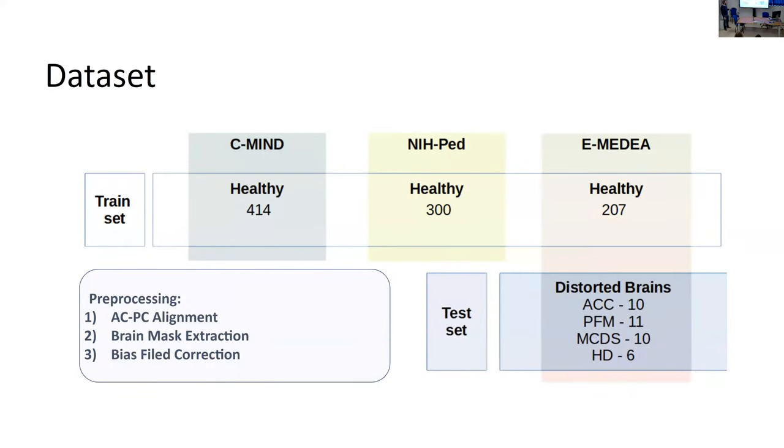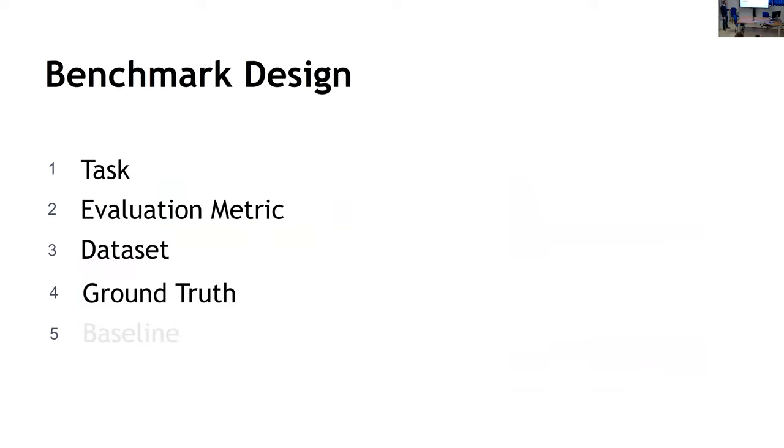Actually, all the images underwent the same preprocessing steps. So, classic AC-PC alignment, the alignment of the imaginary line connecting the anterior commissure and posterior commissure, extraction of the brain mask, and the correction of minor inhomogeneity of the magnetic field.